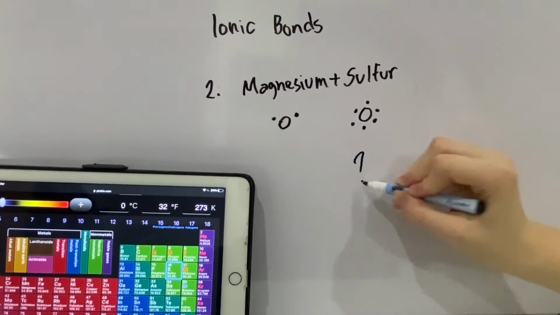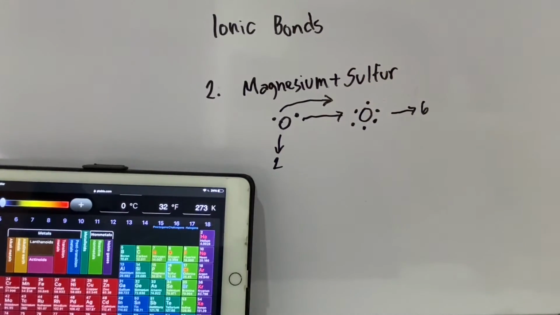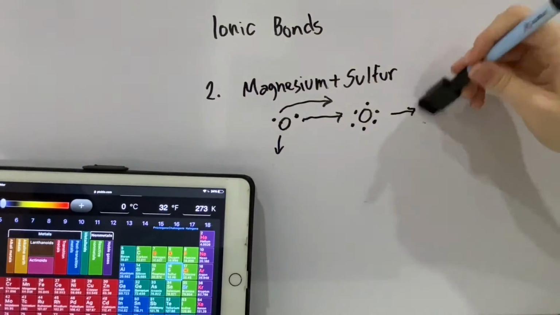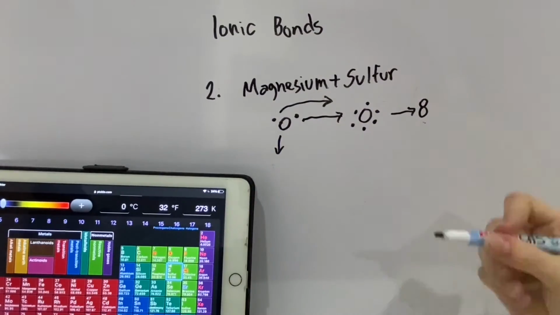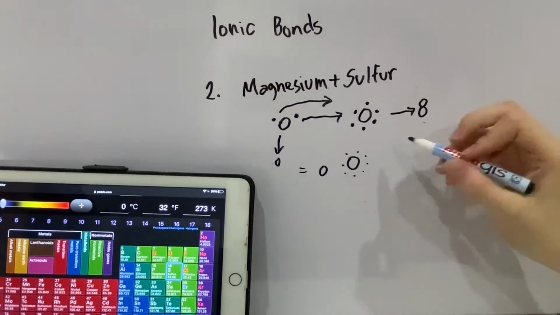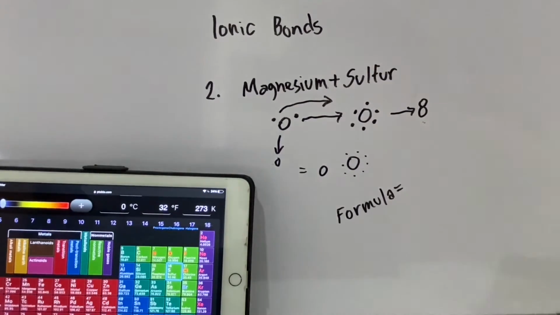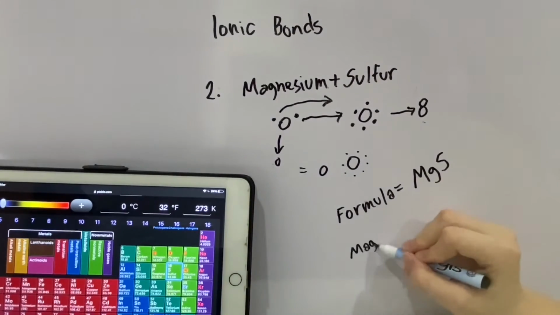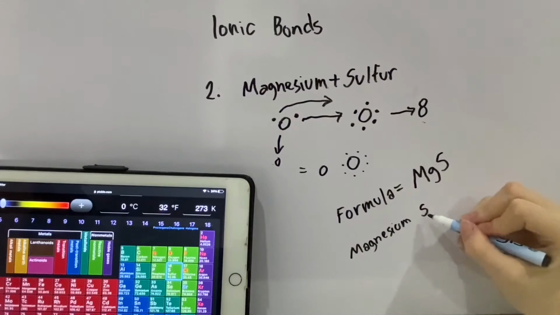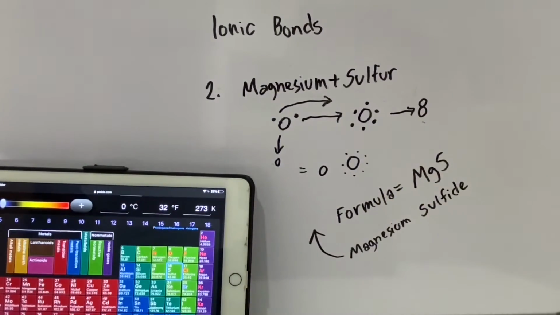Sulfur is going to steal those 2 electrons from magnesium, and he's no longer going to have 6, he's going to have 8 electrons now. And magnesium is going to be happy as well because he will have 0 and it's even. This is another way to represent it as the final outcome. And then the formula for this will be MgS, and the name of the chemical compound is magnesium sulfide.